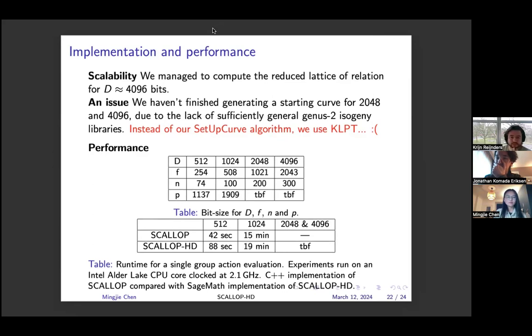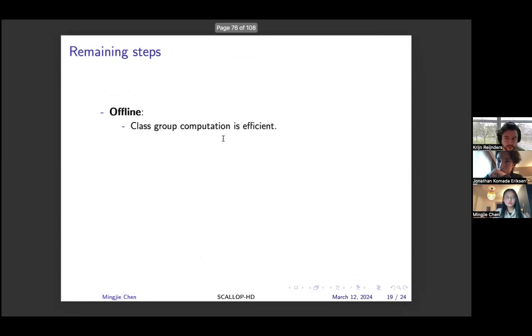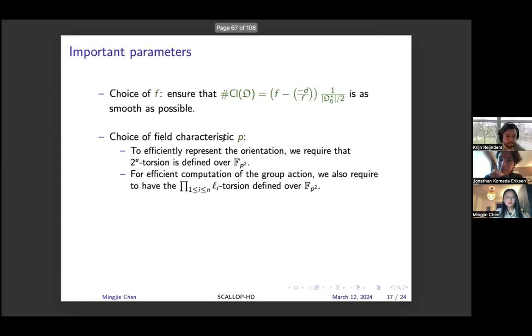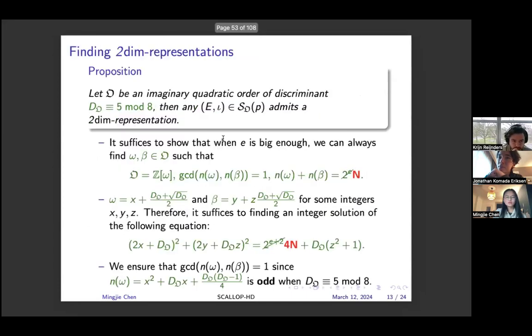I have a related question. You mentioned replacing 2 to the e with a more general integer. Would something like that relax the discriminant condition, or is it just a lot harder when you compute this genus 2 thing with the more general thing? Are you using 2-isogenies to compute the higher dimensional isogeny, or is there something else?